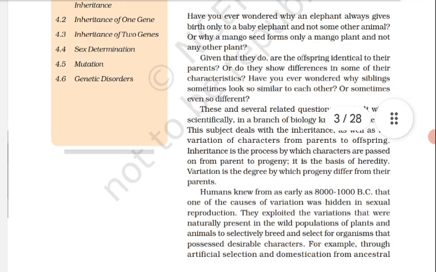Or why a mango seed forms only a mango plant and not any other plant? Given that they do, are the offspring identical to their parents? Or do they show some differences in some of their characteristics? Have you ever wondered why siblings sometimes look so similar to each other or sometimes even so different?